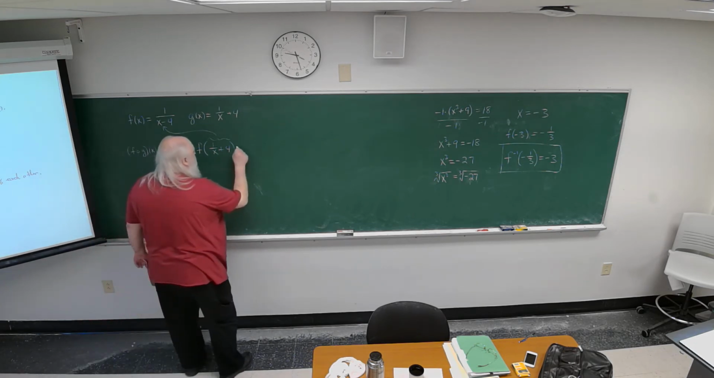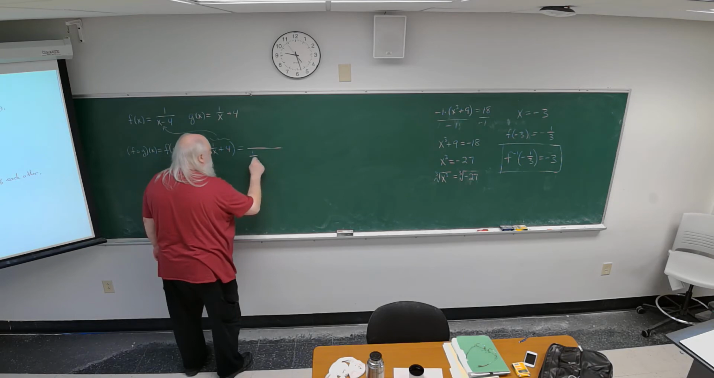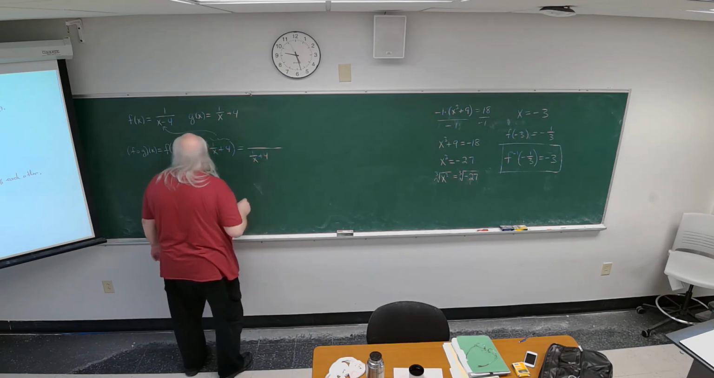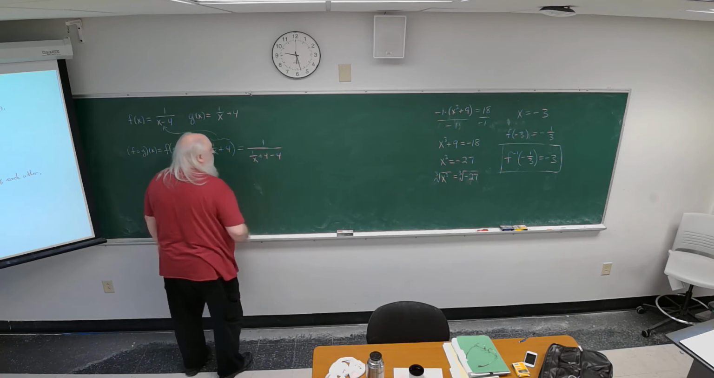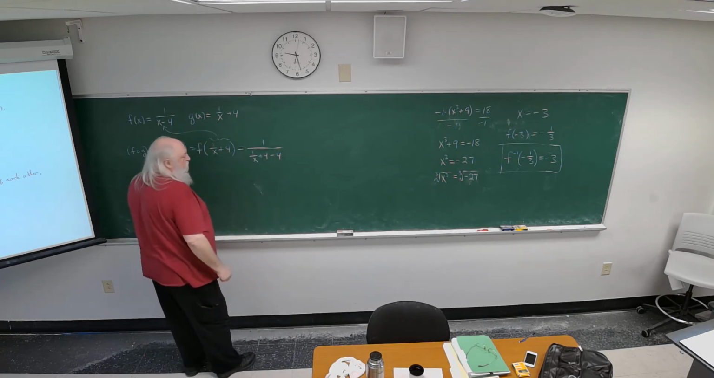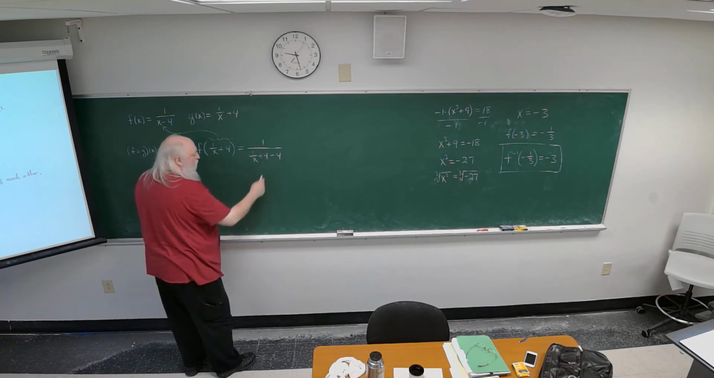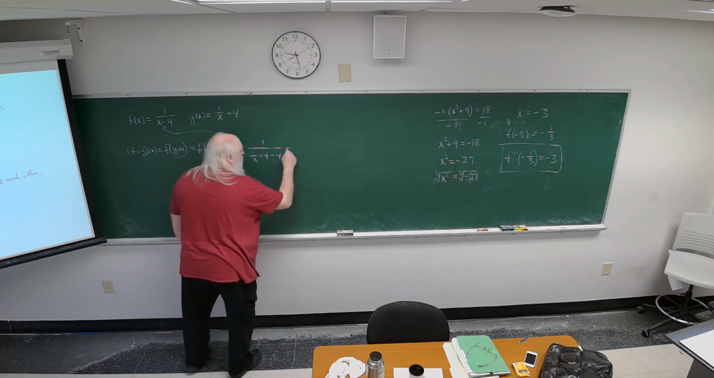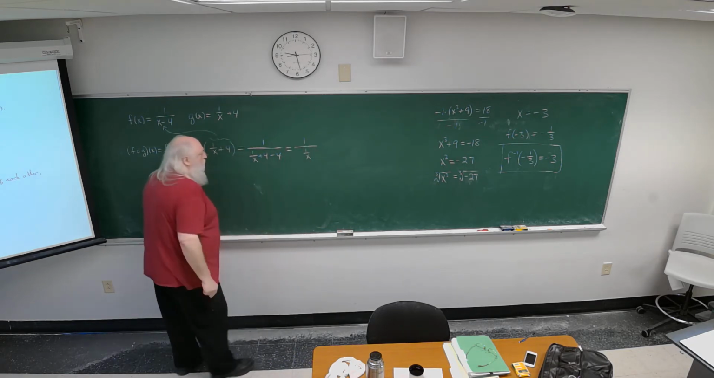So this is equal to 1 over x plus 4 minus 4. We have 1 over x plus 4 minus 4. Well, 4 minus 4 is 0. So this is 1 over x.